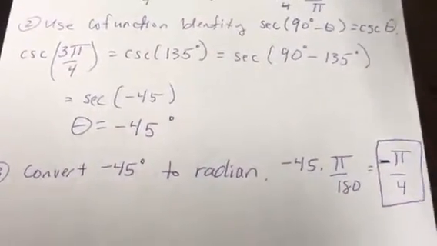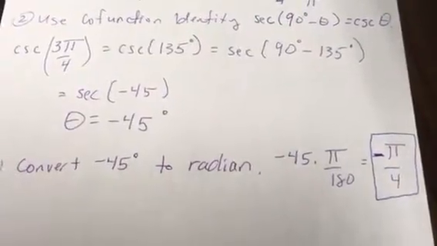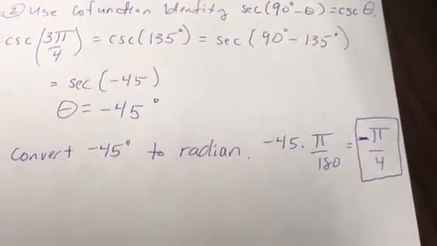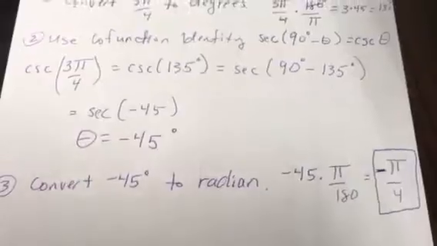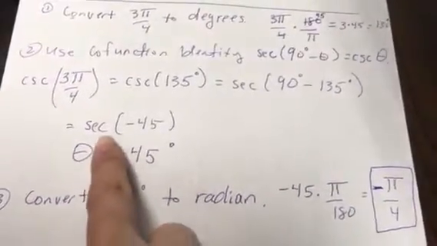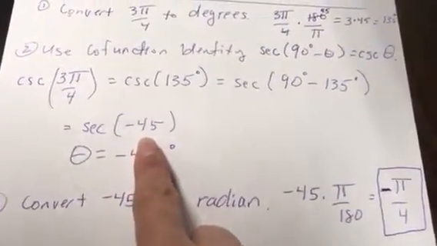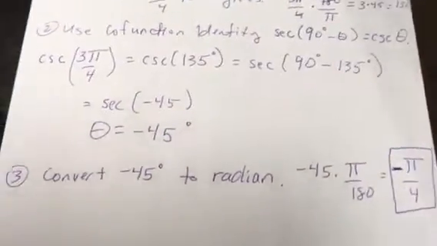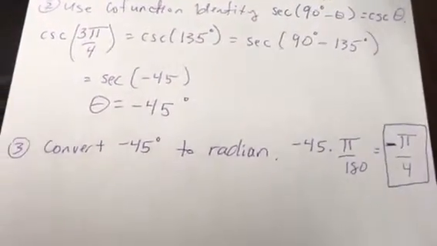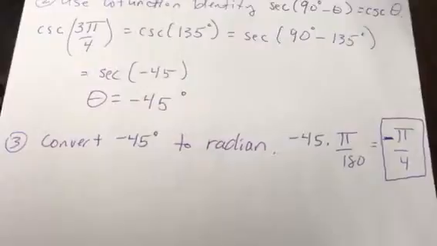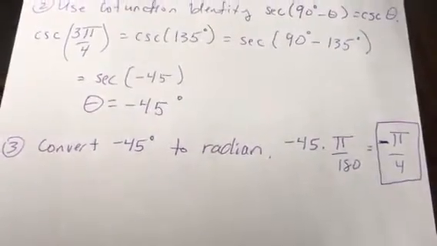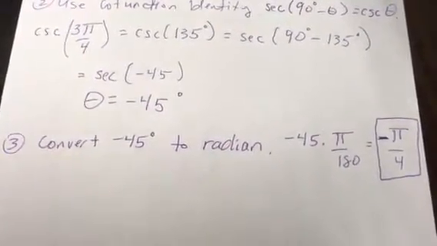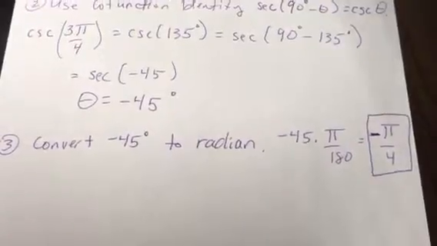So that was as far as we needed to go in that particular example. What I did in class was I kept going, and I evaluated secant of negative 45 and found that to be the square root of 2, which is correct. It's just that's not what we were asked to do. We were asked to solve for theta, and theta turned out to be negative 45 degrees, and we converted into radians to get negative pi over 4 for our answer.